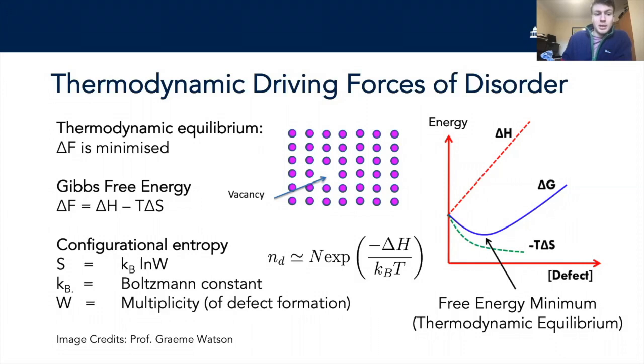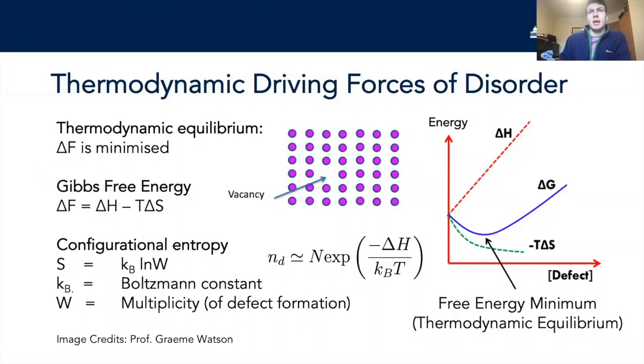The enthalpy, on the other hand, refers to the formation energy of the defect. And so this is pretty much always positive, as we are breaking bonds by forming the defect. And so, of course, this term will increase approximately linearly as the defect concentration increases. And so at some point, we will have a minimum where the Gibbs free energy is at its equilibrium or minimum position. And this is our point of thermodynamic equilibrium.